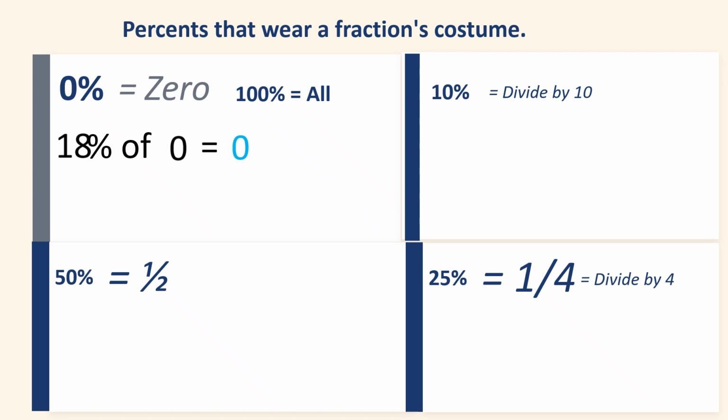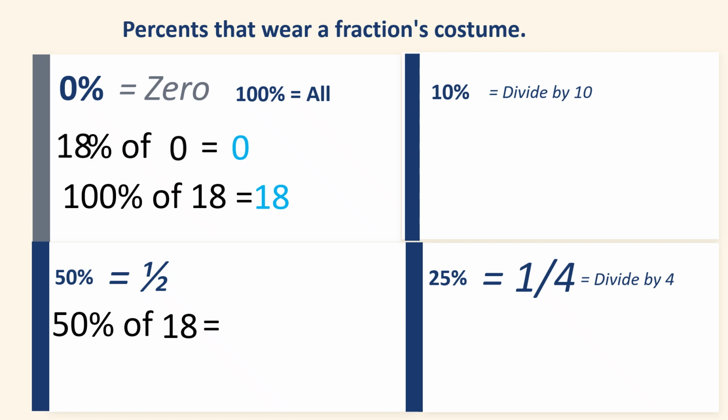I'll show you how. Now, if the question is saying 100% of 18, it's just all of 18, so it's 18. It's similar to 18% of 100, which is also 18. Now, 50% is a half. We just divide by 2. So what's 50% of 18? We divide 18 by 2. That's 9. It's similar to 18% of 50.